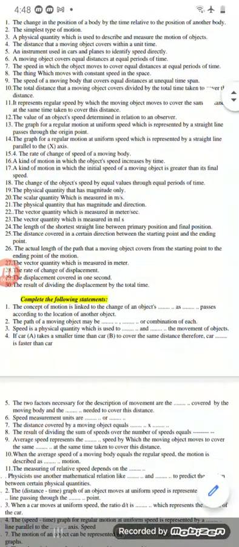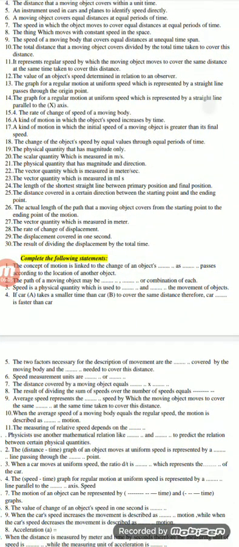19. The physical quantity that has magnitude only. Physical quantity which has magnitude only, the scalar physical quantity.